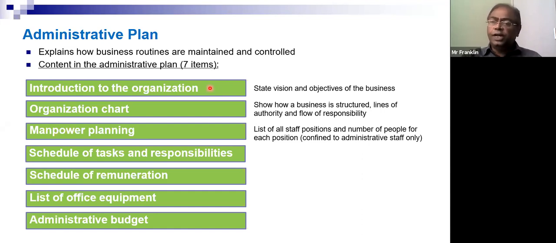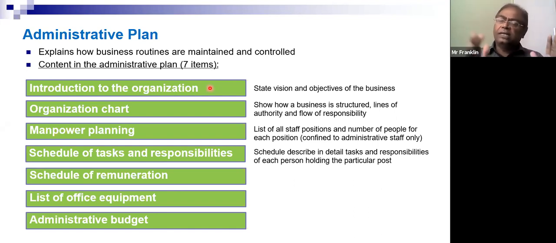Next, schedule of tasks and responsibility. For each person, what is the job function? What are they supposed to do? So it's clear that this person does this, that person does that. One person is in charge of operation, one person in charge of sales, bringing in the business. One person is in charge of all the accounts, and hiring staff, HR, those kinds of things. We have to find out who is doing what.